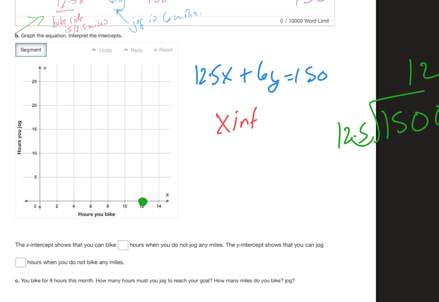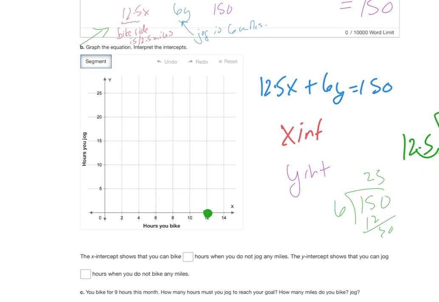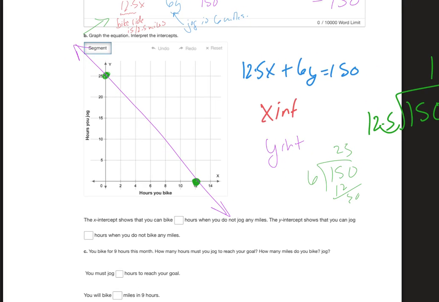And then the other version is if he does the y-intercept, where you get rid of the x, and that would just be 150 equals 6y. So 150 divided by 6 is 25. So there's his other option. He could do 25 jogs. And now here's the line. The x-intercept shows that you could bike 12 hours and not jog any miles. The y-intercept shows that you could jog 25 hours and you don't need to bike any miles.